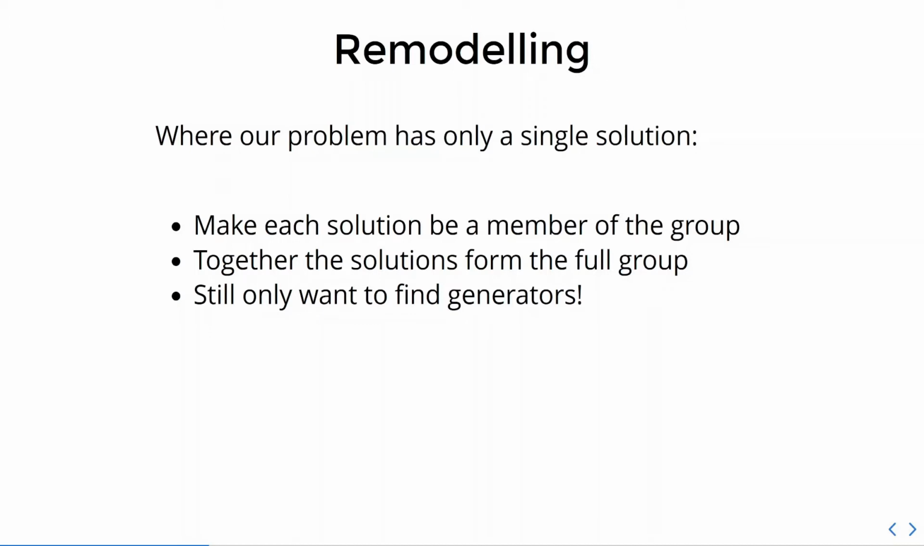All of the solutions together form the intersection of A and B. And given a single permutation, we can check if it's in the intersection of A and B, because if it's in A and it's in B, well, then it's in the intersection of A and B. We, of course, still don't want to find all solutions to this problem. We only want to find enough solutions that we have a set of generators.